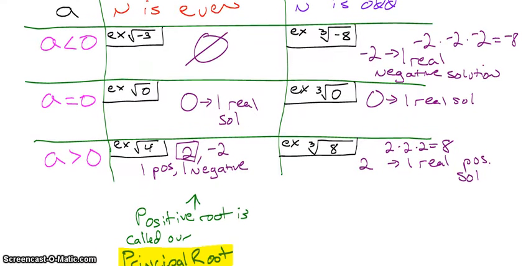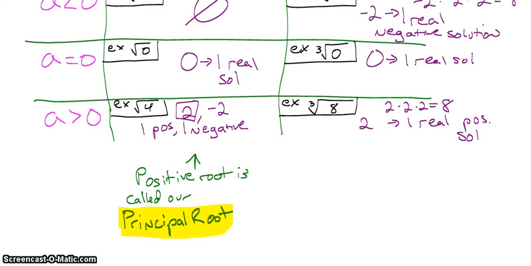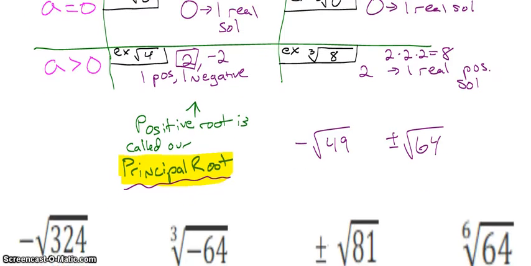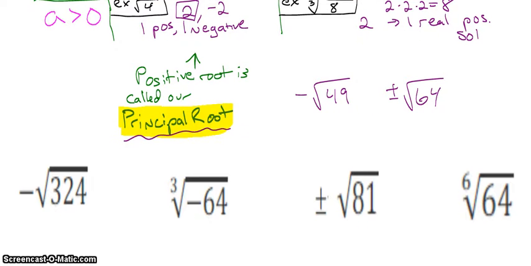Now, as I mentioned, our positive root is called our principal root. Occasionally, they might say, give me the negative square root of 49, or maybe give me the positive and negative square root of 64. If they want something other than your principal root, they'll tell you. They'll make it clear. For example, I want the negative square root of 324. Well, the square root of 324 is 18. And I want the negative one, so I'm just going to tack on a negative, and that's my answer.